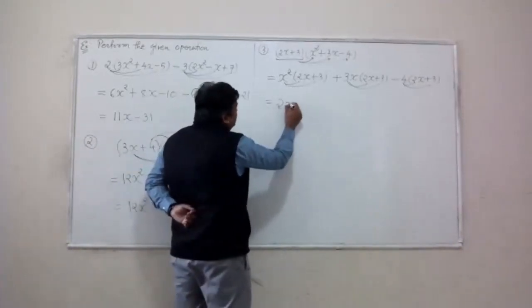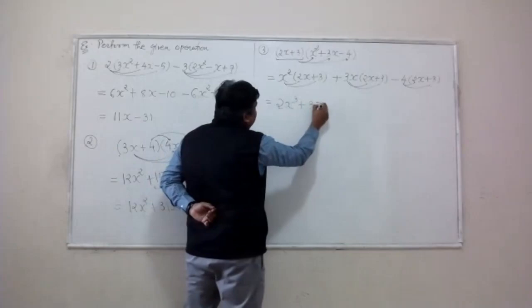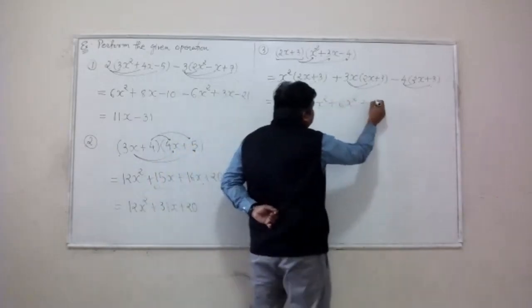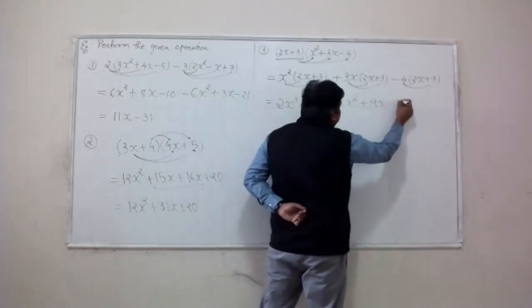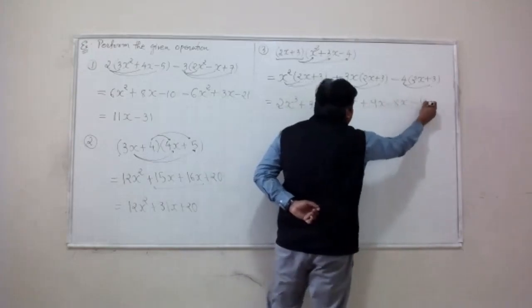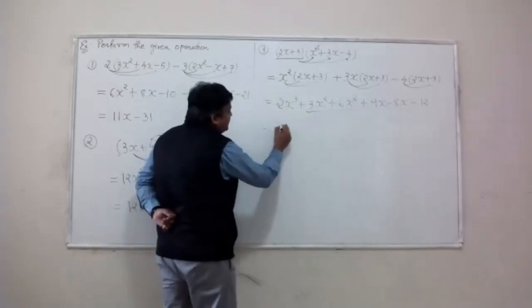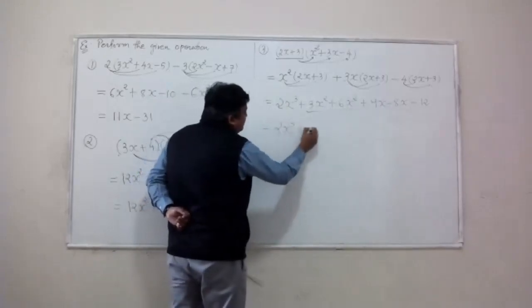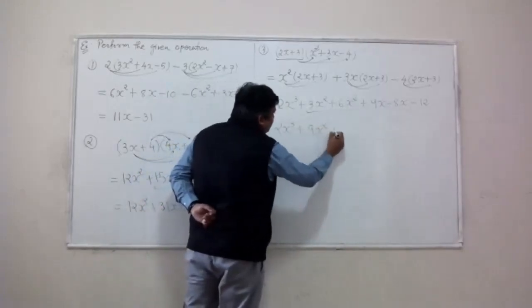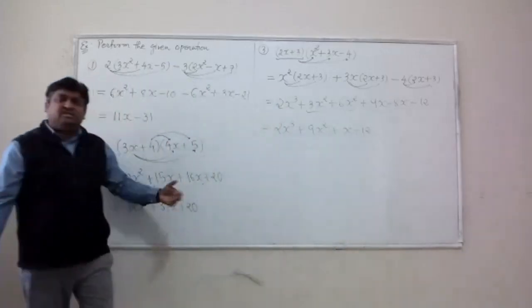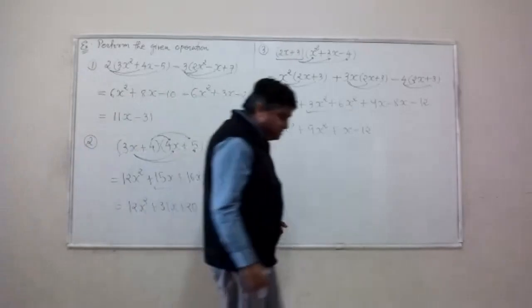Let's do that. I get 2x cubed plus 3x squared plus 6x squared plus 9x minus 8x minus 12. Take care of like terms and you are done. We get 2x cubed plus 9x squared plus x minus 12. All right, and that's how we multiply two polynomials.